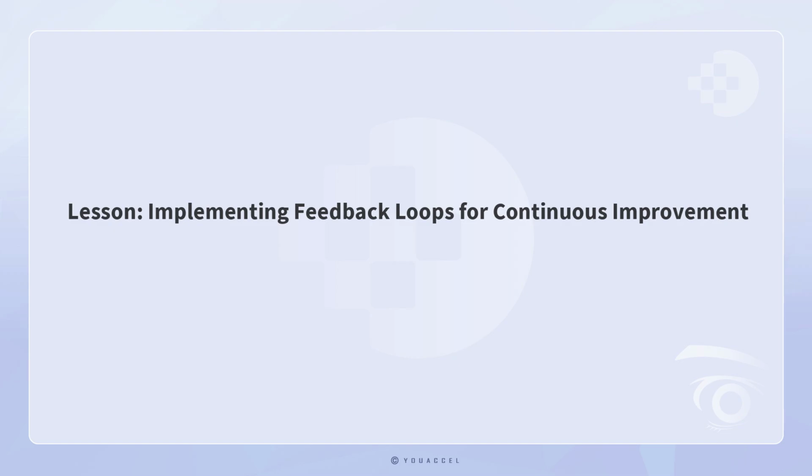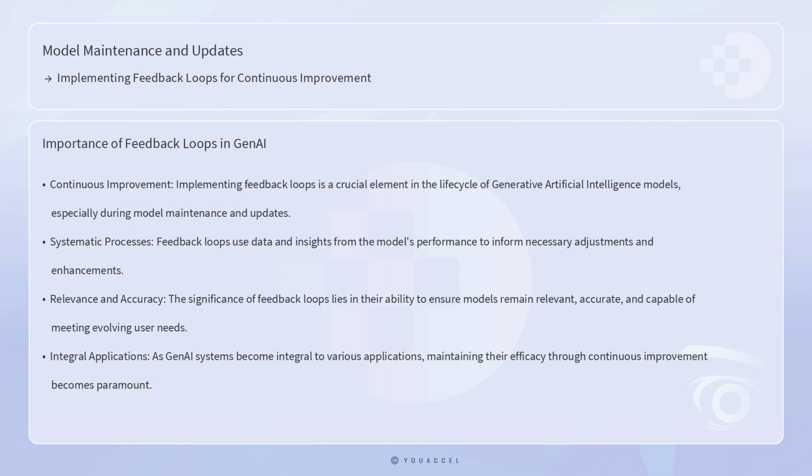Lesson: Implementing feedback loops for continuous improvement. Implementing feedback loops for continuous improvement is a crucial element in the life cycle of generative artificial intelligence models, particularly in the phase of model maintenance and updates. Feedback loops are systematic processes that leverage data and insights from the model's performance to inform necessary adjustments and enhancements. The significance of feedback loops in GenAI lies in their ability to ensure that models remain relevant, accurate, and capable of meeting evolving user needs and environmental conditions.